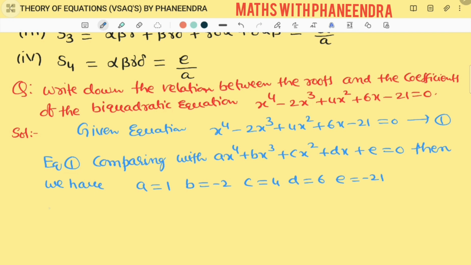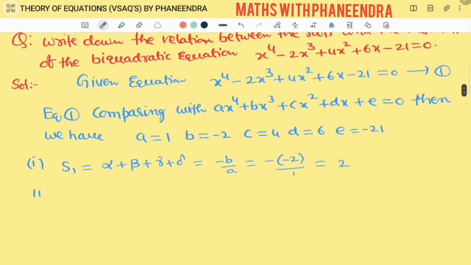Now, one by one, we will do that. First one, S1 is equal to sum of the roots, alpha plus beta plus gamma plus delta, equal to minus b by a. So, minus of minus 2 divided by 1, that is equal to 2.